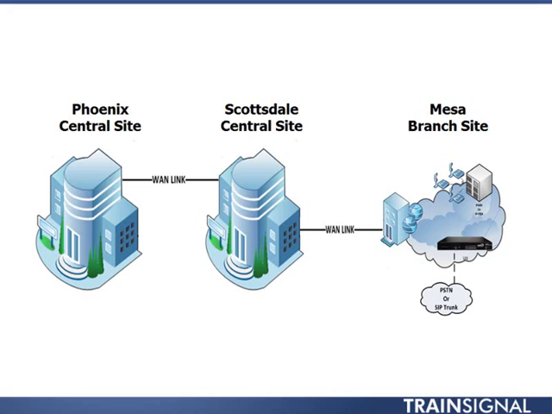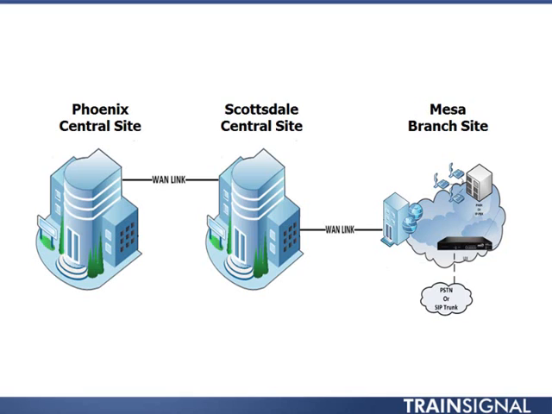If my branch site over in Mesa is using the pool in Scottsdale as its backup registrar pool, and that pool were to go down and the clients over in Scottsdale start to register with the central site pool in Phoenix, the clients out at the branch site in Mesa will not be able to register over in Phoenix if the SBA goes down. So the backup registrar relationship between central sites does not get passed down to the branch sites in the case of a failure at the central site.